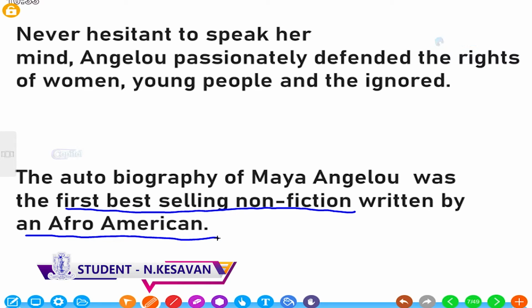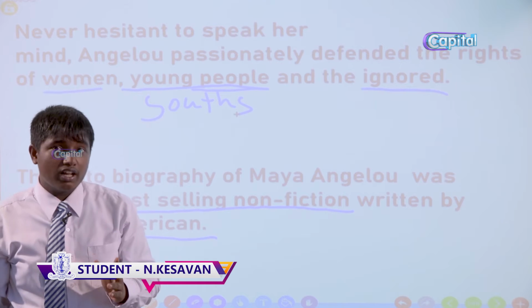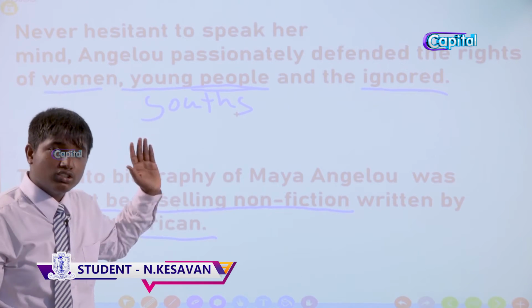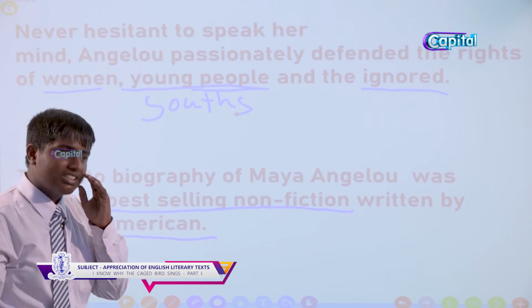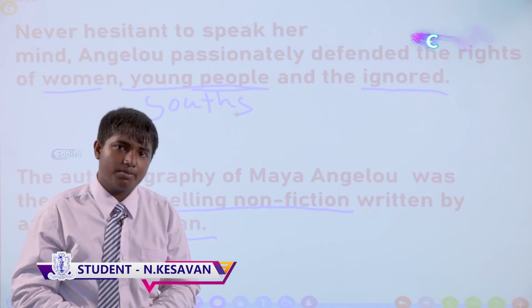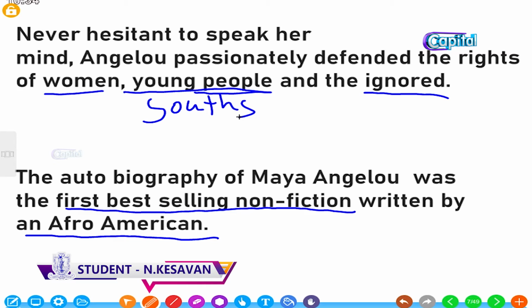As you can see, I have mentioned the ignored, young people and women, better to say youths. She never hesitated to speak her mind. Angelou passionately defended the rights of women, youths and ignored ones. So the poem I Know Why the Cage Bird Sings also talks about social discrimination. So you will find the fact that I'm saying here also in the poem.